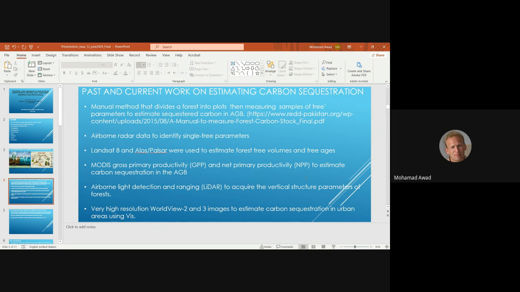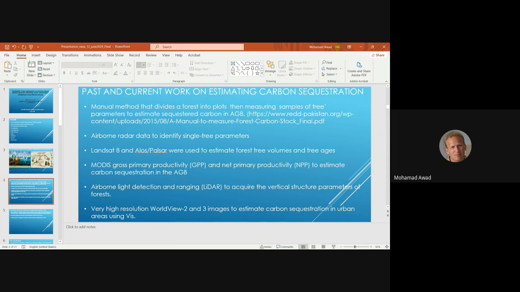When the advancement in technology was introduced to help in estimating carbon sequestration, airborne radar data, Landsat 8, ALOS PALSAR radar, MODIS, and LiDAR, airborne light detection and ranging, were used in addition to very high resolution satellite images. But these were not completely affordable, they are very expensive, and sometimes they don't cover all the studied area.